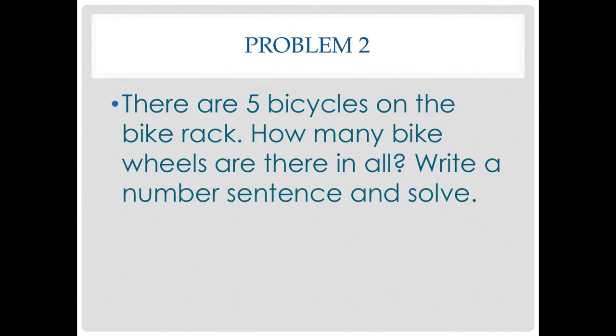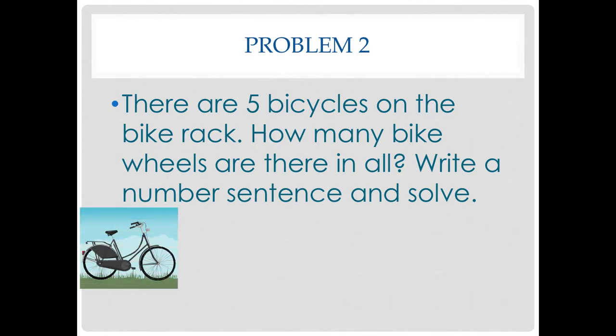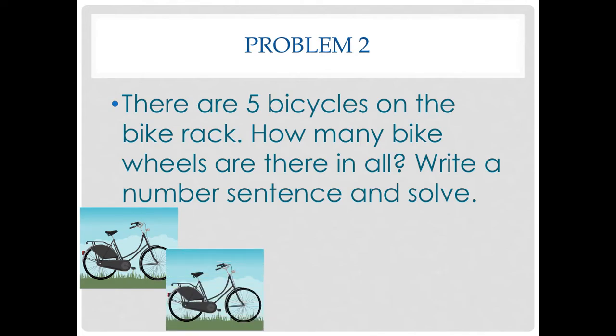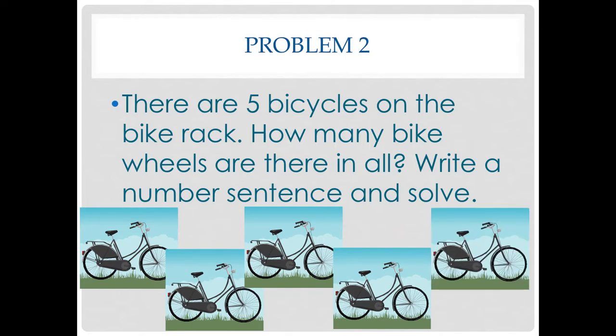Now there are 5 bikes on a bike rack. How many bike wheels are there in all? Write a number sentence and solve. So if we have one bike, it has 2 wheels, so we would be skip counting by 2's and go 2, 4, 6, 8, 10. Our number sentence would be 5 times 2. Every bike has 2 tires. When you go back and count them, you have 1, 2, 3, 4, 5, 6, 7, 8, 9, 10. So again, you can go 2, 4, 6, 8, 10.